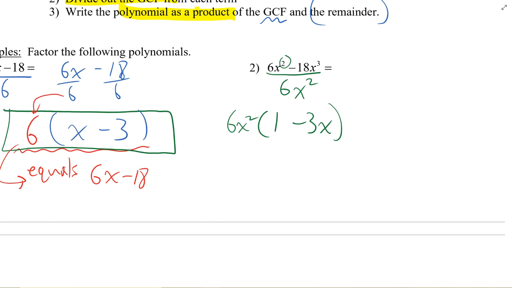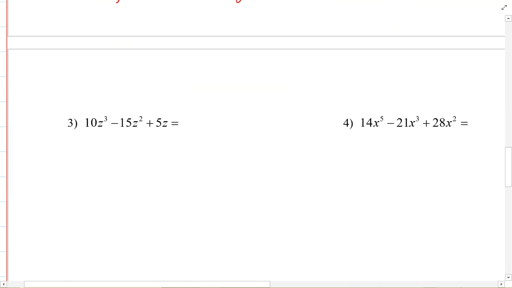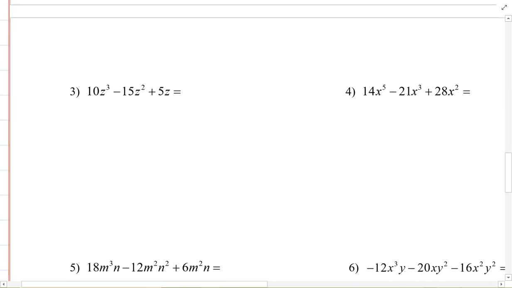Okay, that was a little bit of a weird one with that 1 up front, but that is possible. When you divide perfectly, you divide to 1. Let's go up here. Now we have 10, 15, and 5. Often one of your GCFs is one of the numbers. So let's divide this whole thing by 5.